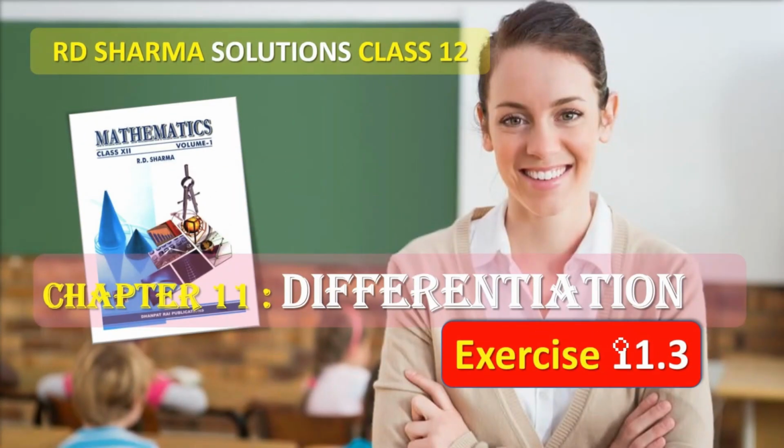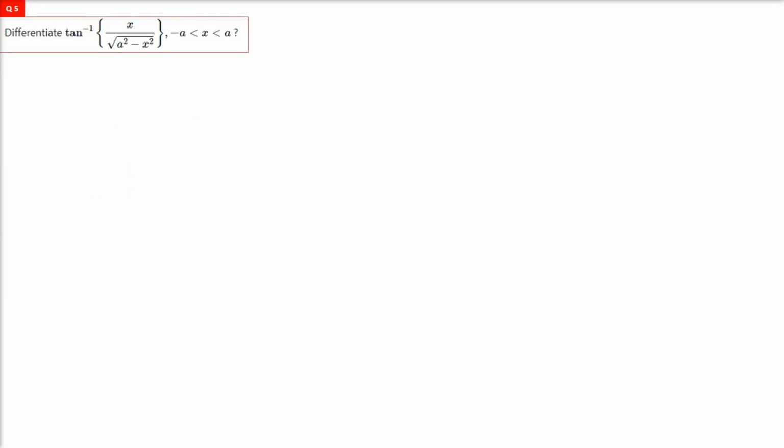This is RD Sharma solution, class 12th, differentiation exercise 11.3, chapter 11. Differentiate tan inverse of x divided by under root a square minus x square. Please remember, x has to be between negative a and a.